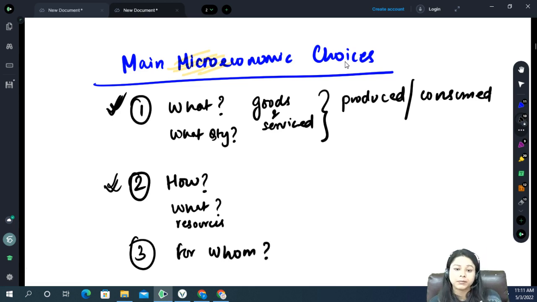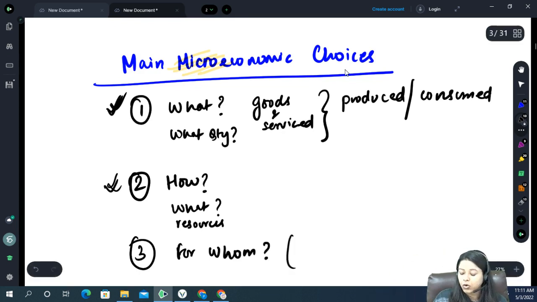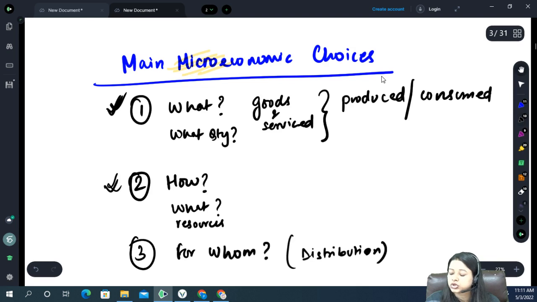For example, if I am a textile manufacturer, do I want to export it, or do I want to produce it for my own country? If I want to produce it for my own country, I will charge accordingly. If I want to export it, I will charge accordingly. Clear? So basically here we also talk about distribution, and things like fair distribution.